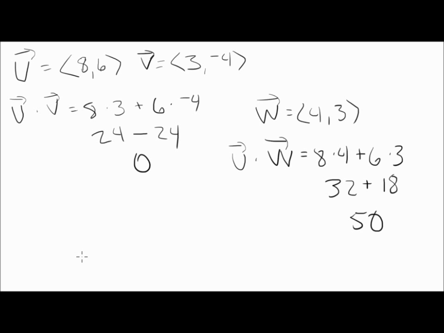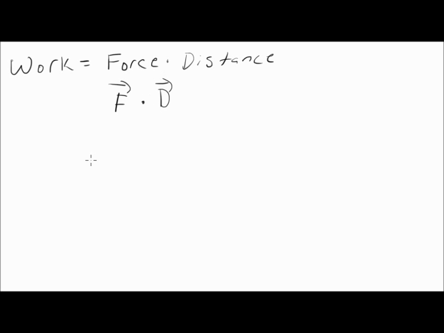So now let's move down and talk about work. So work is defined as force times distance. Let's get this erased so it looks a little better. So we know it's force times distance. So when we have two vectors, it's going to be the vector F dot the vector D. Okay, so let's try an example.